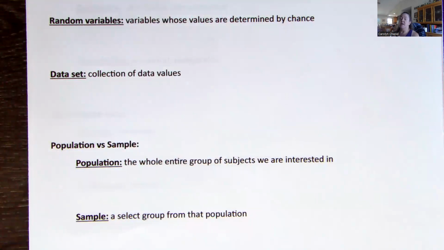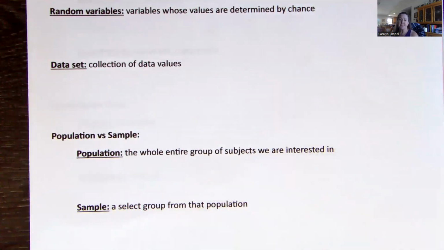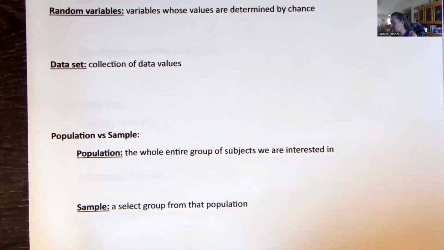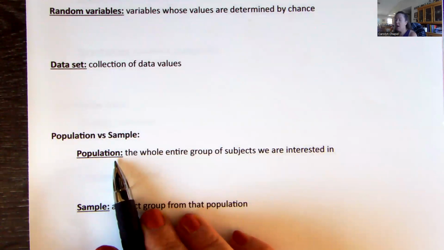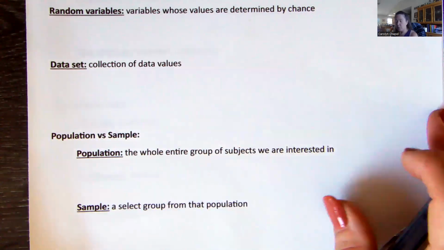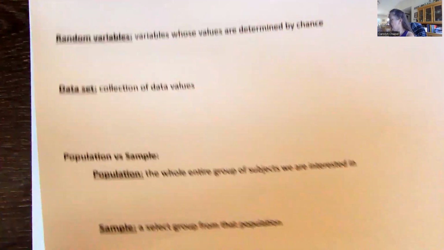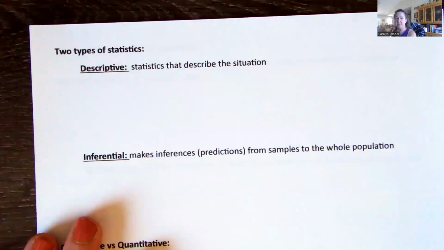A sample is just going to be a collection of those people. So a small group or a select group, the ones that we can actually possibly look at. A sample is a subset of the population, a smaller set of the population. And most of the time when we do statistics, we do not have the entire population. We only have a sample that we're working with, and hence the reason a lot of times we need to analyze it and then make predictions based on what we saw in that sample. Okay. There are two different types of statistics.